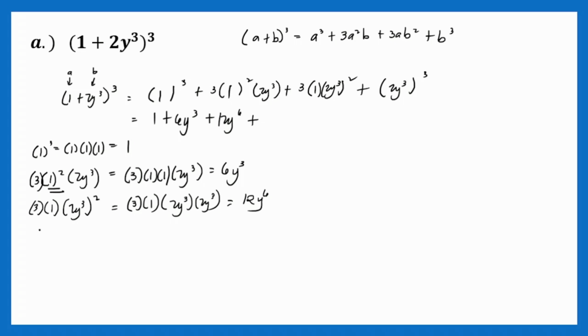Plus yung last. 2y cube, tapos naka-cube pa. Ibig sabihin, tatlong 2y cube ang nakamultiply. Alright?